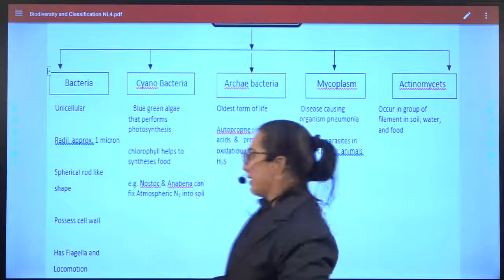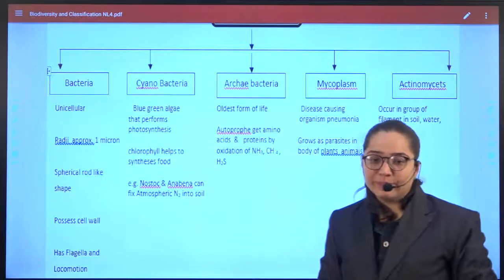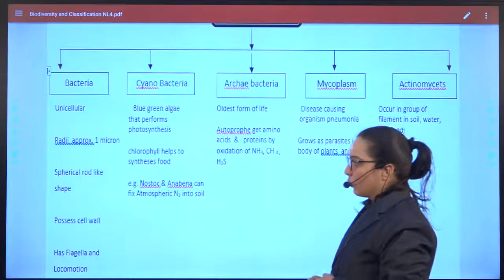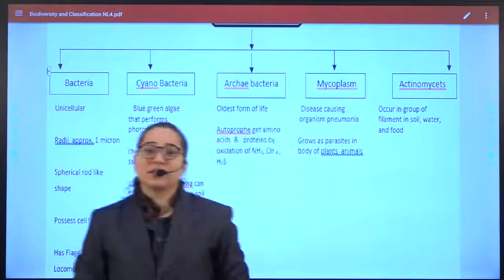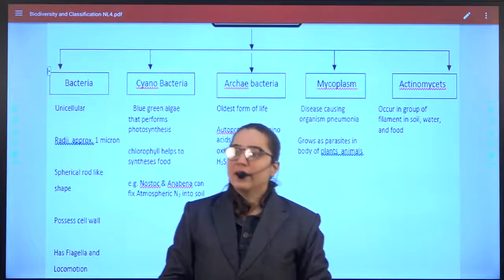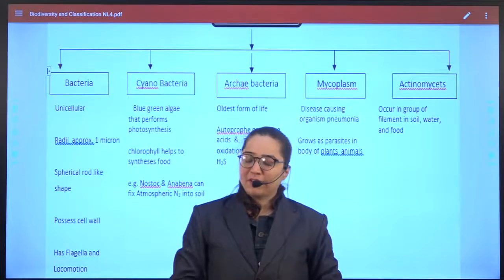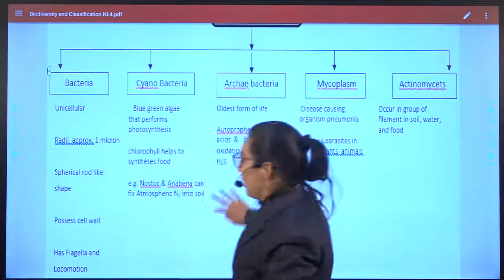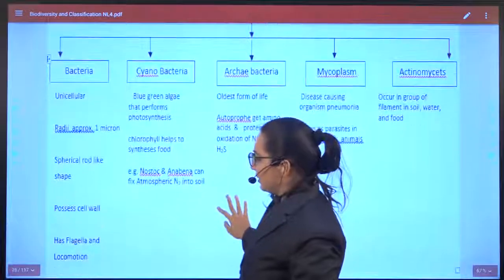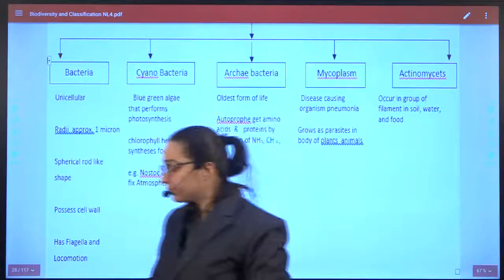If we talk about bacteria, then bacteria are unicellular. The radius is approximately equal to 1 micron. What is the shape? Spherical, rod-like. They have a cell wall. They have flagella for locomotion. That is its last point.